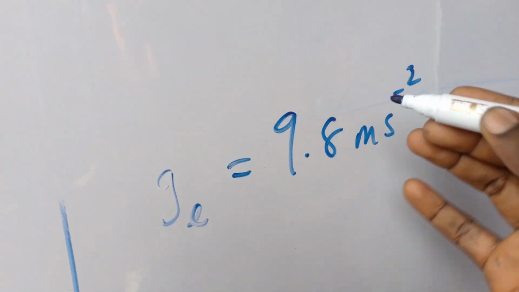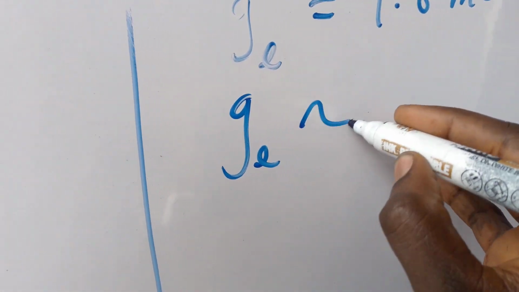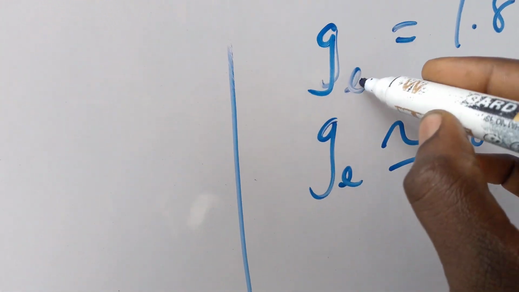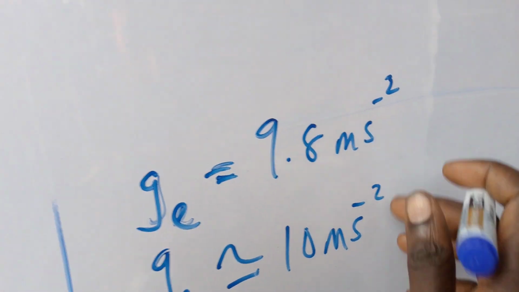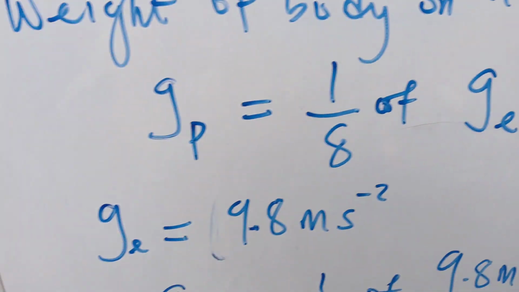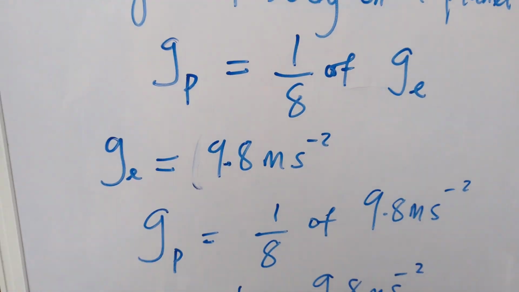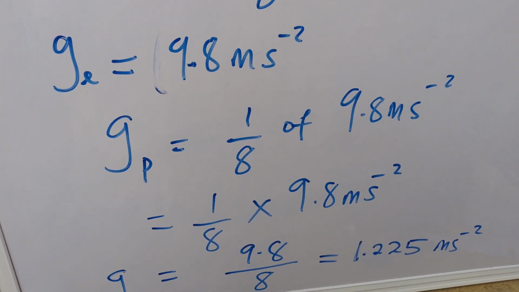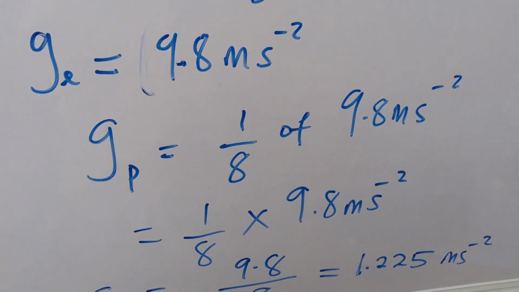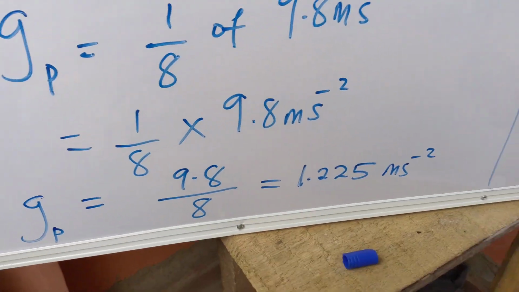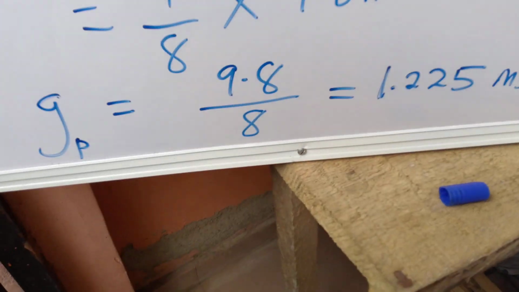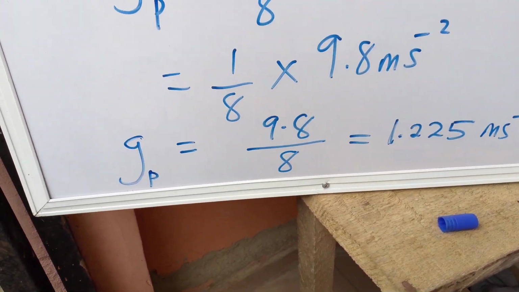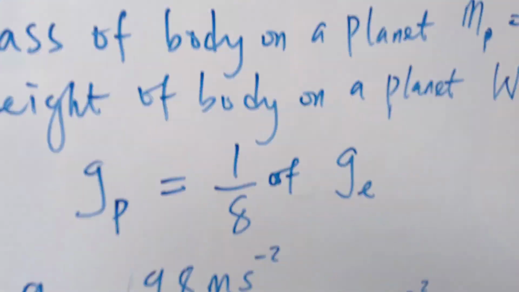So you find out that some textbooks approximate it to 10 meters per second square. So the acceleration due to gravity on the Earth's surface is this. So it then means that GP will be 1/8 of GE, which is 1/8 of 9.8. If you change to multiplication, 9.8 divided by 8 gives you 1.225. That is 1.225 meters per second square, the acceleration due to gravity on the planet, GP.